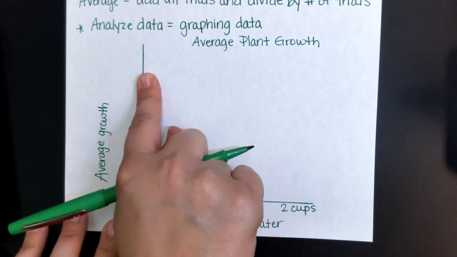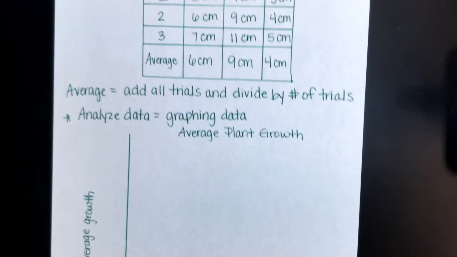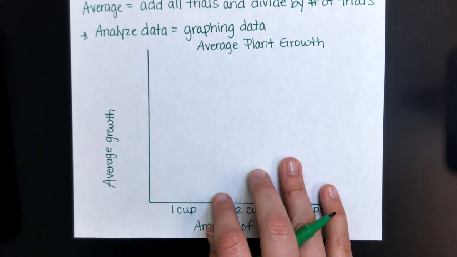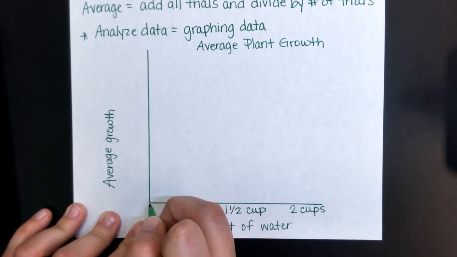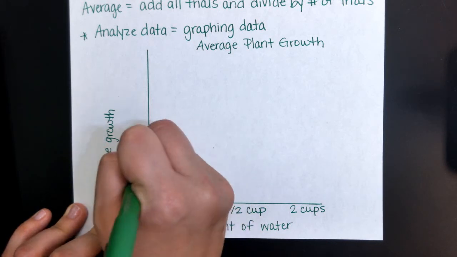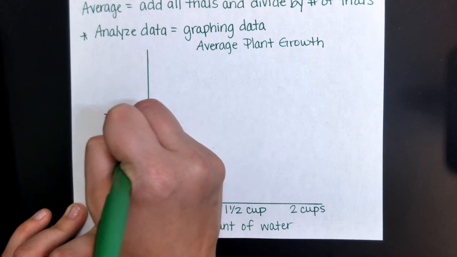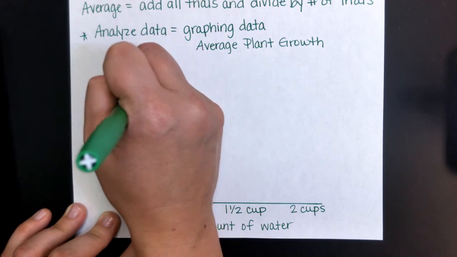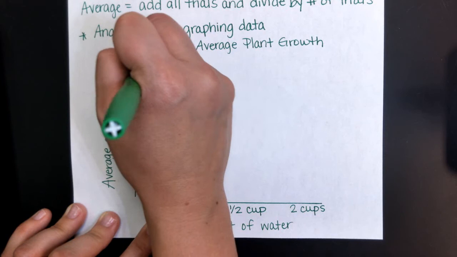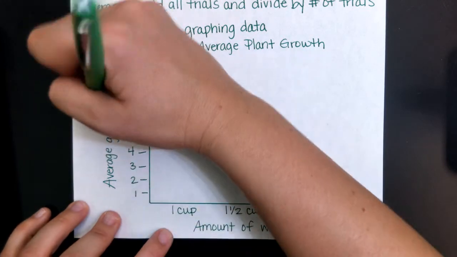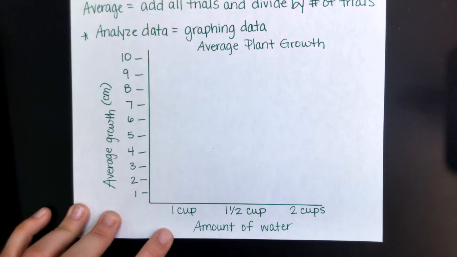So I have my title, labels. I need to figure out what numbers I'm going to use. So I'm going to look at my lowest number and my highest number, and then decide what I'm going to start with. Okay, so this point is 0. So you have 1, 2, 3, 4, 5, 6, 7, 8, 9, and 10. So I went to 10. Oh, something else you want to do is you want to put the unit over here so you do not have to write it next to the number.